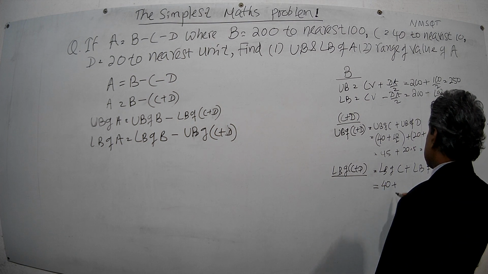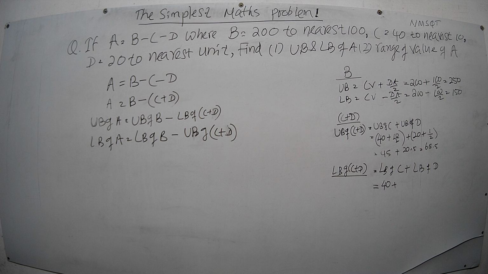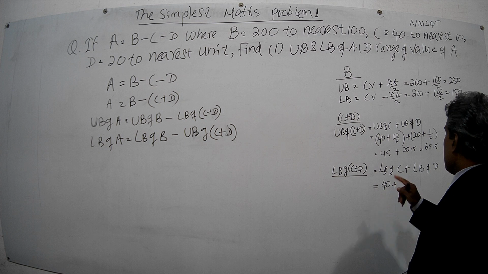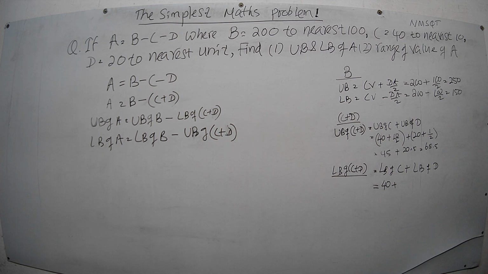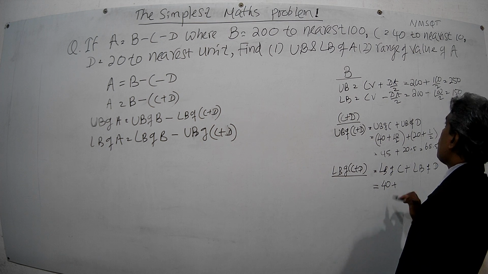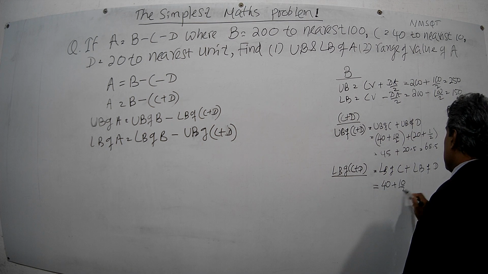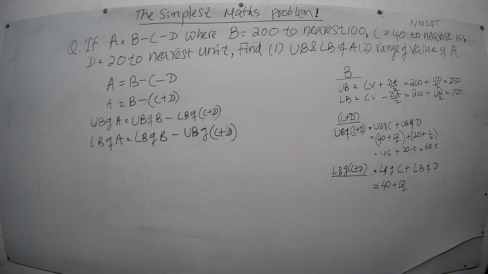40, then plus the degree of accuracy over 2. Sorry, here it is the lower bound, so the lower bound upon the degree of accuracy. Okay. Then 40, which is to the nearest 10, so the degree of accuracy is 10 divided by 2.